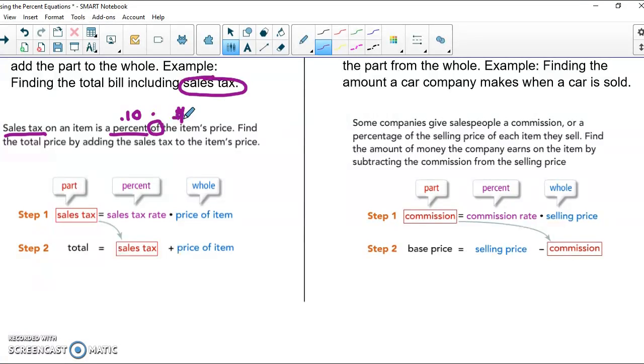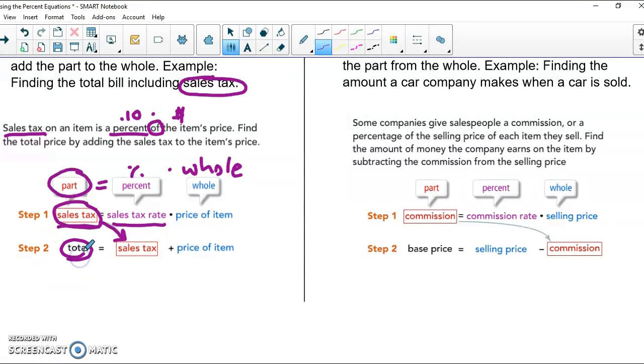So remember that we are looking at part equals percent times the whole. And that's the same thing we're doing when we find sales tax. So the sales tax is going to be our part. That's the answer we're finding. So we're going to take that sales tax rate, which is our percent that we'll rewrite as a decimal, and we're multiplying it by the price. Once we find this amount of sales tax, we can add that sales tax to the price of the item, and that's going to give us our total bill.